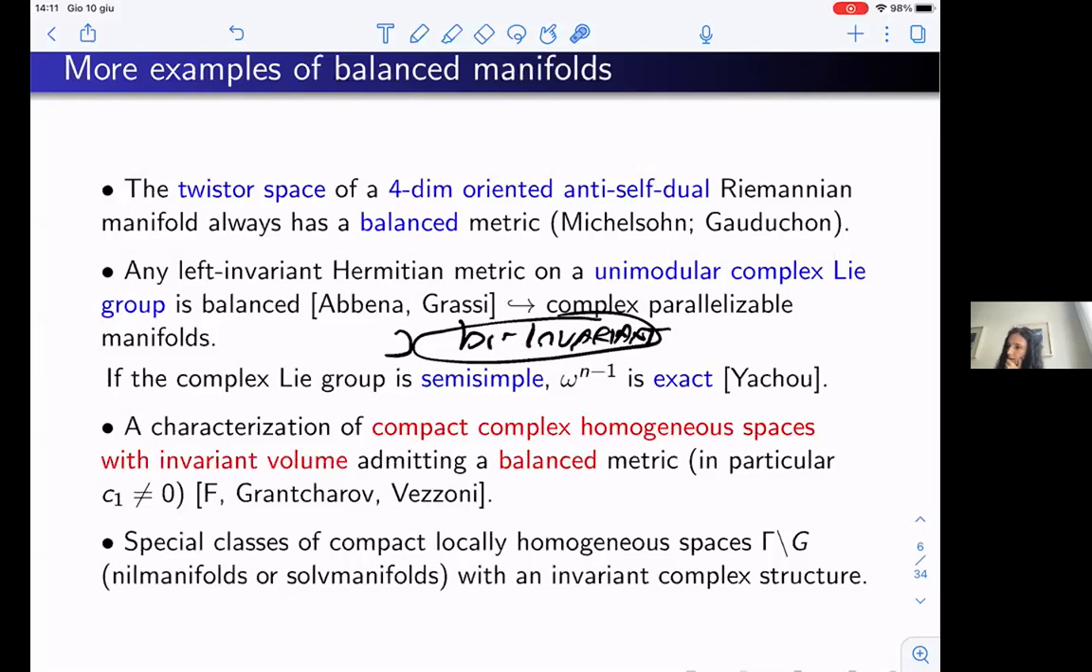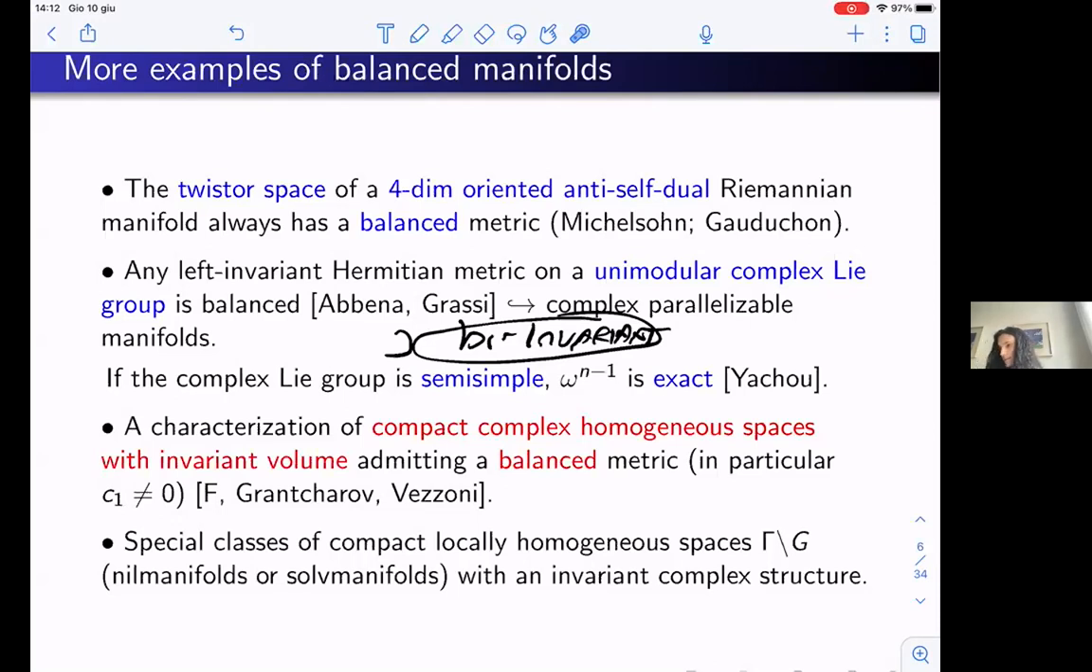It's a nice result, I didn't know about that. I heard in another workshop that when the group is semi-simple, then the form omega to the n minus 1, the power form, is exact. This is strange. It's really a strange property. Usually when you have a Hermitian metric, the class defined by, let's say, omega to the n minus 1 and so on, is easily not trivial in cohomology, but in this case it is trivial. And then, jointly with Grantcharov and Vezzoni, I obtained some characterization for compact complex homogeneous spaces with an invariant volume. Here I mean that you have a homogeneous space where the complex structure and the volume form are both invariant under the action of the complex group. That's the idea.